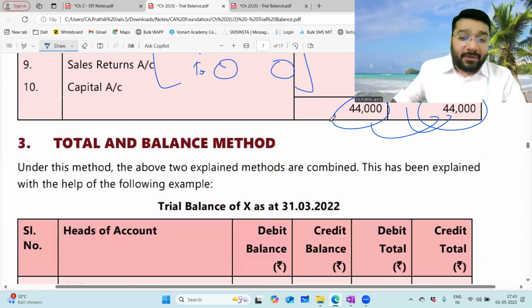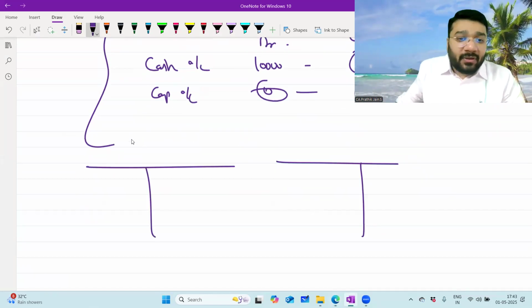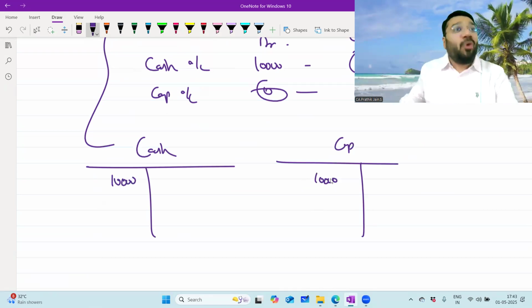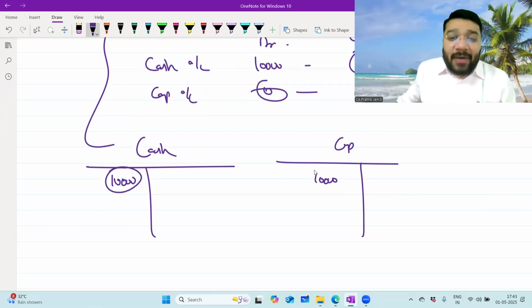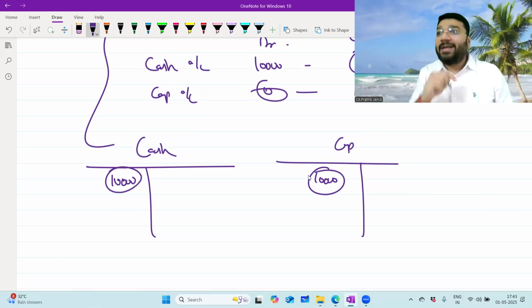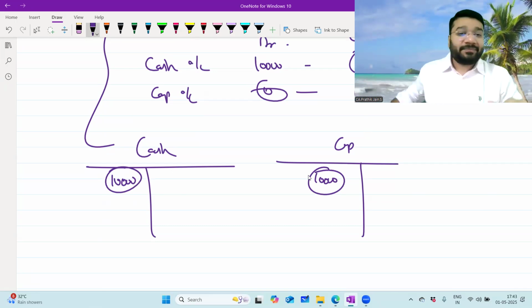In the ledger, what mistake can happen? In the ledger, let's say cash and capital. Cash account, capital account. Both the amounts of 10,000 I recorded where? Debit side. Both on the debit side, nothing in credit. So the debit total is how much? 20,000. 10,000 in debit plus 10,000 in debit. 20,000. In credit, it is 0. Total not matching. So you recorded both the amounts on the same side.